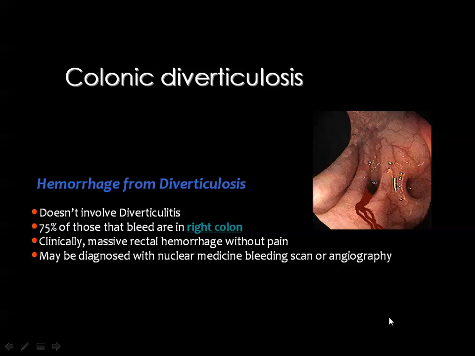Hemorrhage does not necessitate the presence of diverticulitis. Hemorrhage can occur from diverticular disease, and this hemorrhage is commonly seen from those diverticulae located on the right side of the colon. Then the patient may present with bleeding per rectum, and the site of the bleeding can be localized by nuclear medicine, or sometimes by selective angiography.